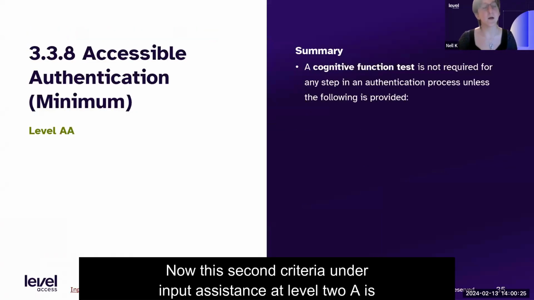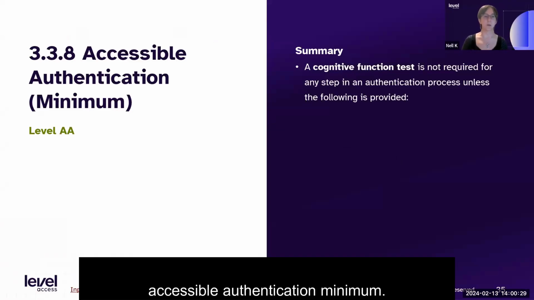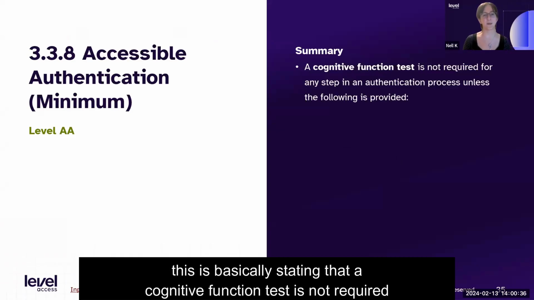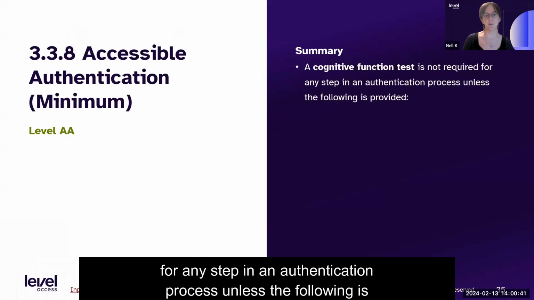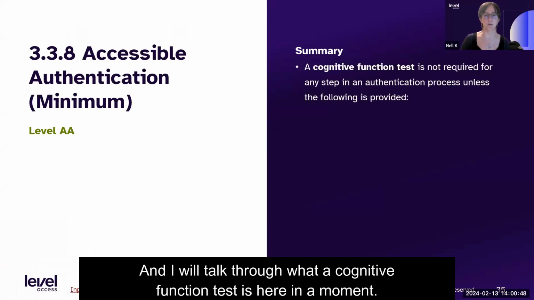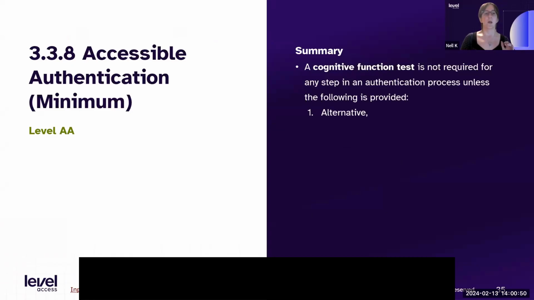Now, this second criteria under input assistance at level 2A is accessible authentication minimum. And many of us are becoming much more familiar with these on a regular basis. So this is basically stating that a cognitive function test is not required for any step in an authentication process unless the following is provided. And I will talk through what a cognitive function test is here in a moment. But first, if we are providing an alternative, then this will pass this criteria.